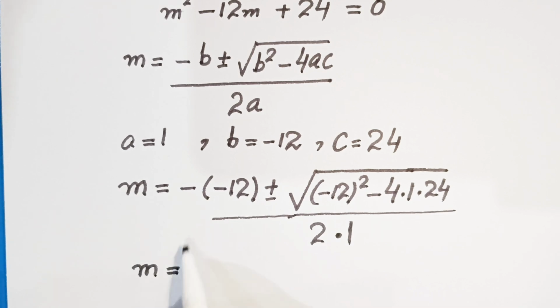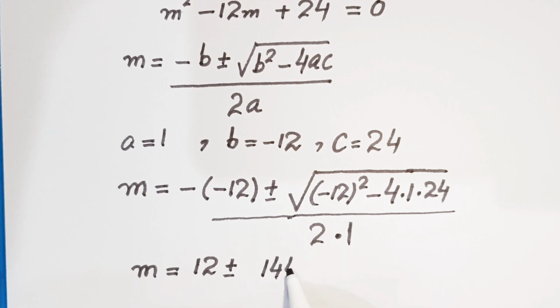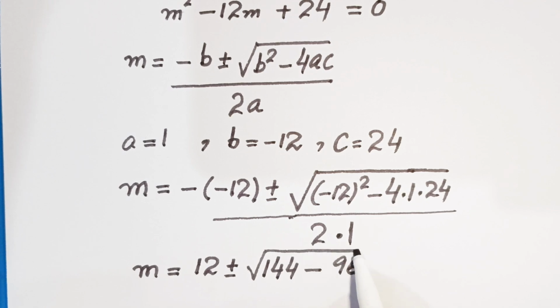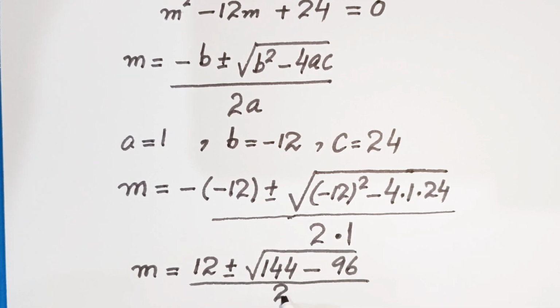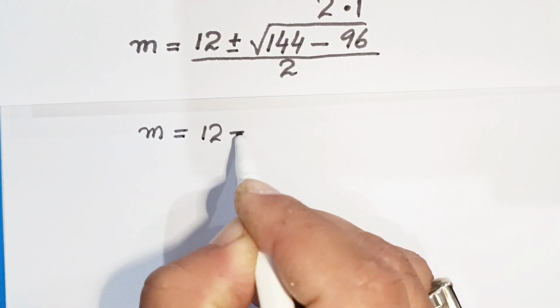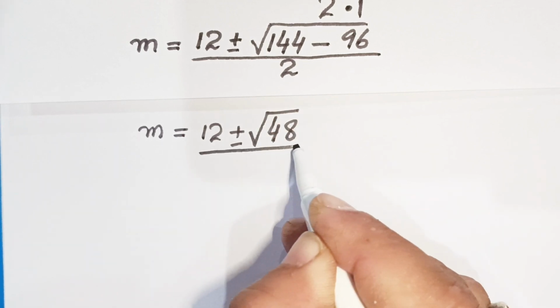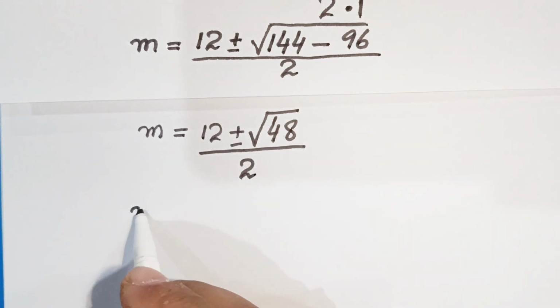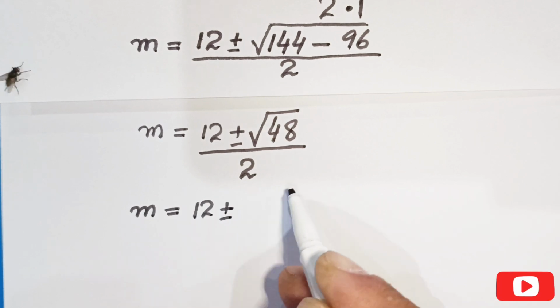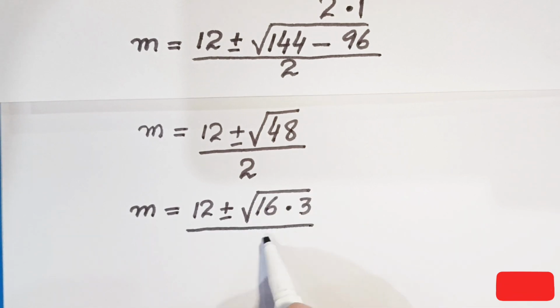So here we have m is equal to minus times minus is plus 12 plus minus the square root of 12 squared, that is 144, minus 4 times 24 is equal to 96, all over 2 times 1 is 2. Now our next step: m is equal to 12 plus minus the square root of 144 minus 96, which is 48, all over 2. Here we have m is equal to 12 plus minus the square root of 48, and 48 can also be written as 16 times 3, all over 2.